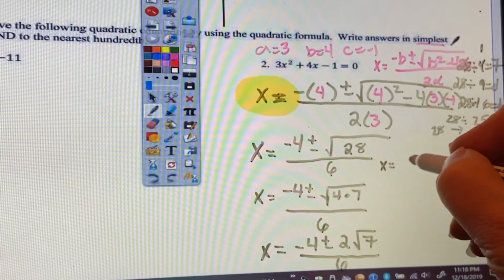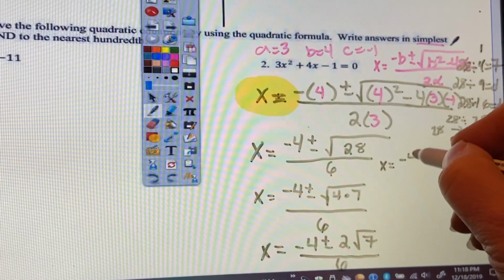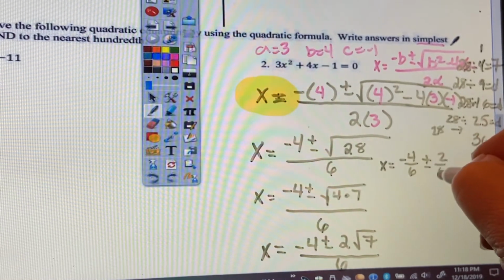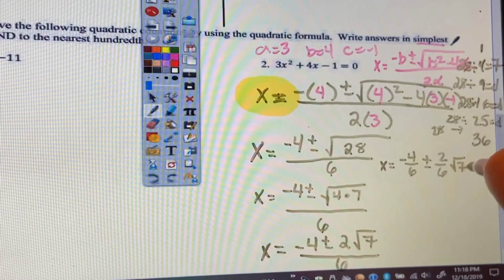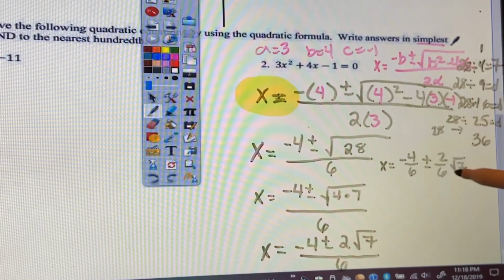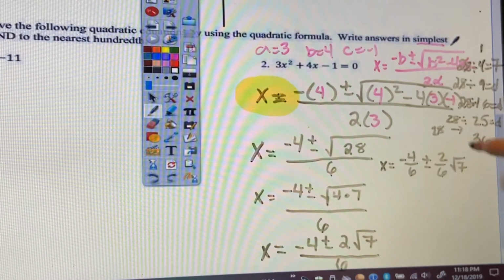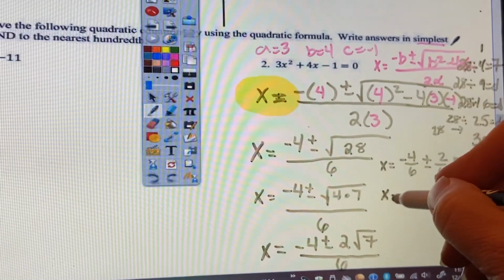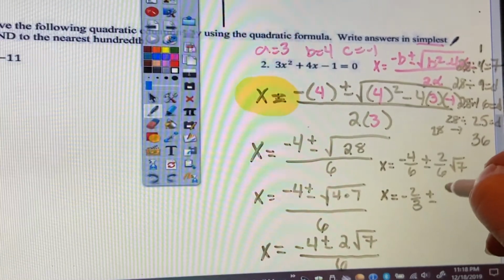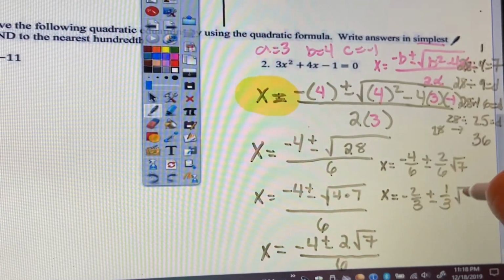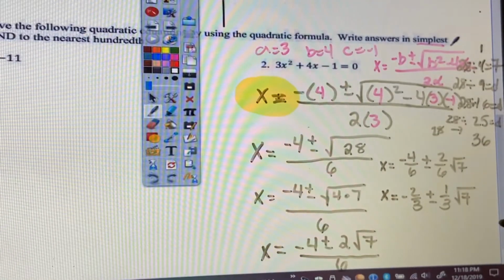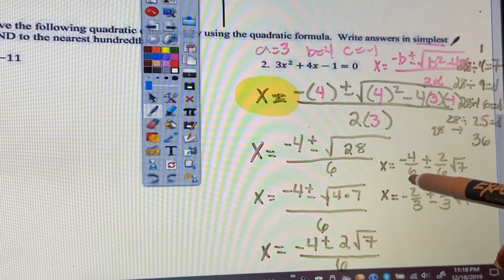Don't forget, x equals. So I get -4 over 6 plus minus 2 over 6 root 7. Hope you realize, just like you can't leave a radical 28, you can't leave a -4 over 6 or a 2 over 6. Same kind of badness. -2/3 plus minus 1/3. I had to reduce that. Cannot leave that kind of shenanigans. Okay, reduced. That's your simplest radical form.